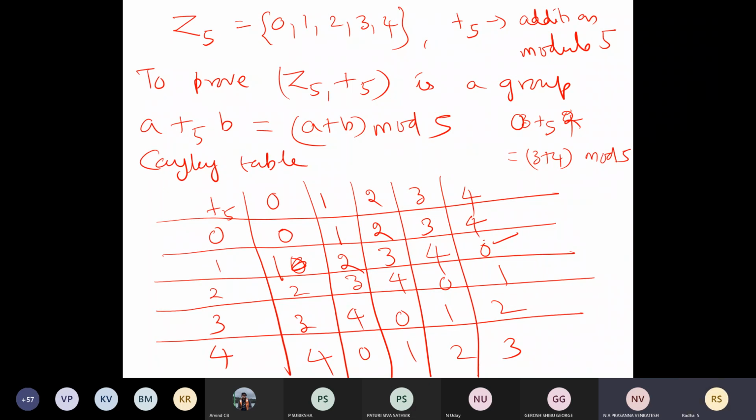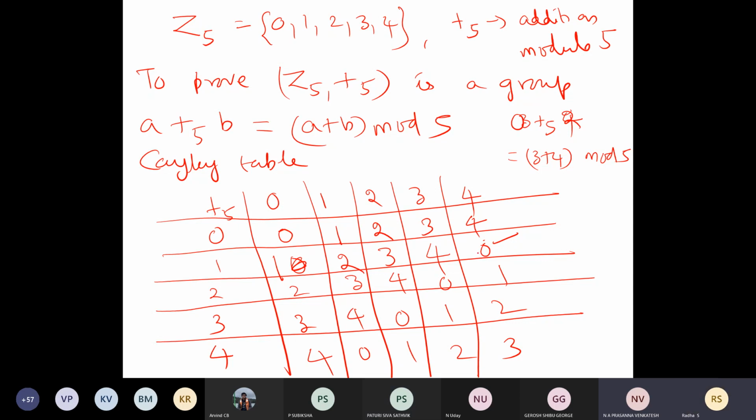Associative property you can write directly. Addition is associative. So what could be the identity? Can you just observe this and say what will be the identity? Every element, if it is added with some element, it gives you the same element. So what is that element that needs to be added with every element? 0. 0 is the additive identity.